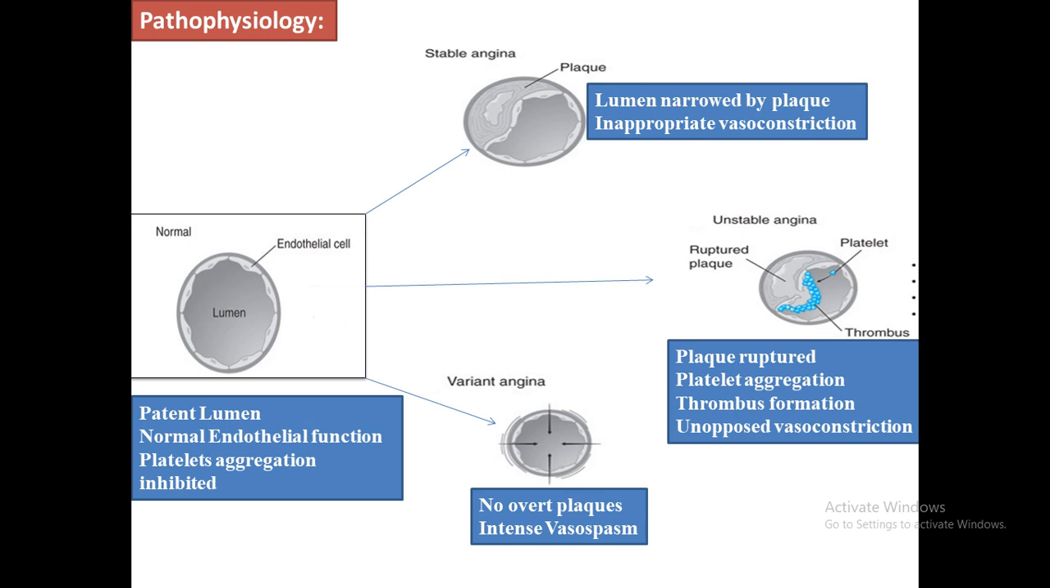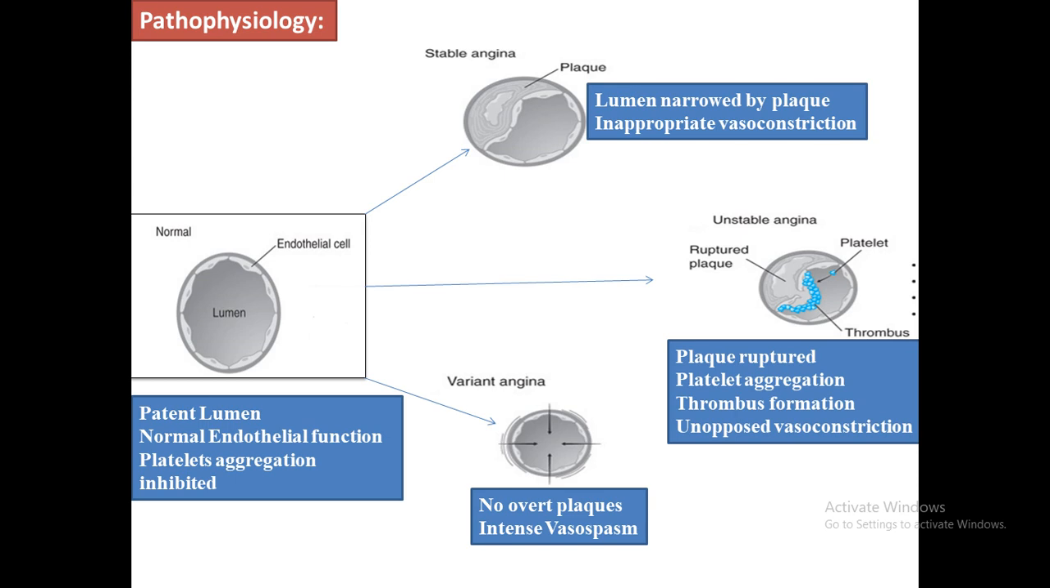If there is vasoconstriction, it will inhibit the proper supply of blood to the heart and other body parts. In unstable angina, there is a rupture of the plaque, platelets aggregate, and there is thrombus formation: plaque rupture, platelet aggregation, thrombus formation, unopposed vasoconstriction. So here also you will get vasoconstriction.